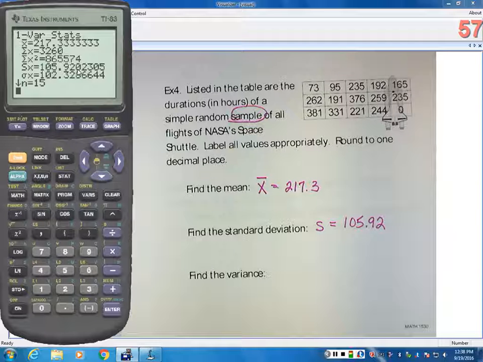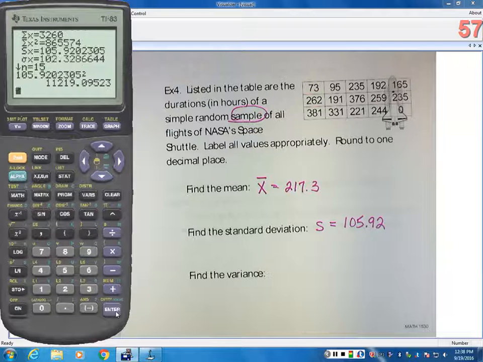And the variance is the standard deviation squared. Now there's other ways to get it, but honestly the easiest way, since it's right there on the screen in front of you, type in 105.9202305 and then square it. And no, you do not round off before you square it. If you do, you'll introduce too much error. Because when you square numbers, even one small decimal left off changes the value significantly sometimes.